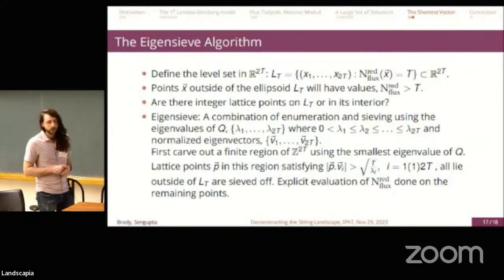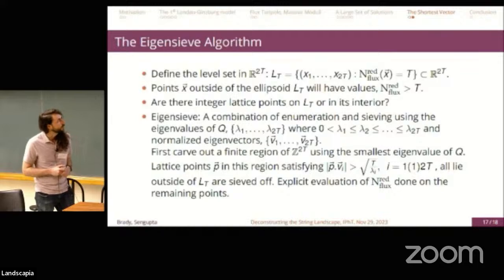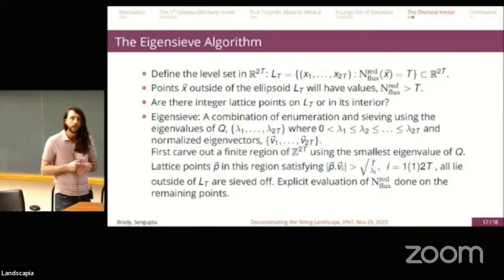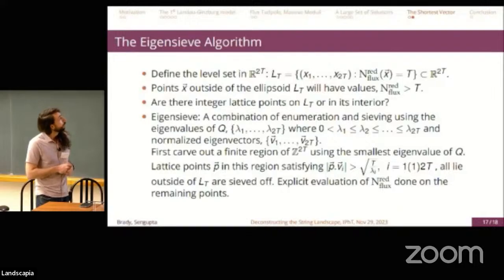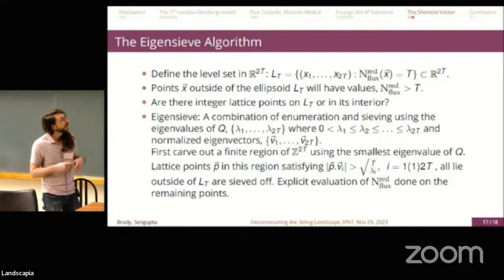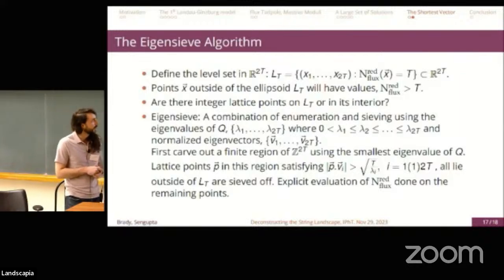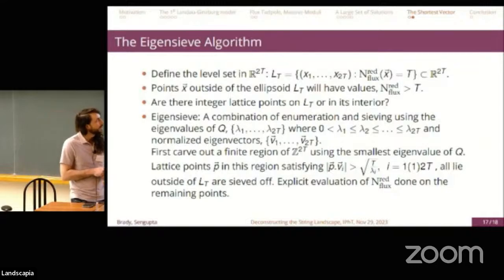So using the eigenvalues of our symmetric coefficient matrix Q, the 2t eigenvalues, which are positive and in increasing order like that, and the normalized eigenvectors, we can actually do an exhaustive search, as opposed to an approximate technique. So we carve out a finite region in integer space using the smallest eigenvalue of that coefficient matrix. So lattice points in this region satisfy that the magnitude of the point dotted with the corresponding eigenvector is larger than the square root of the fixed flux tadpole value, which we set to 7, divided by the associated eigenvalue of that eigenvector.